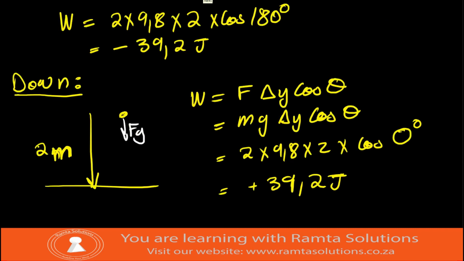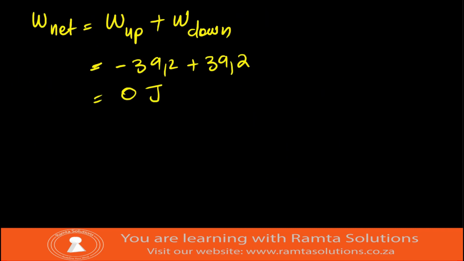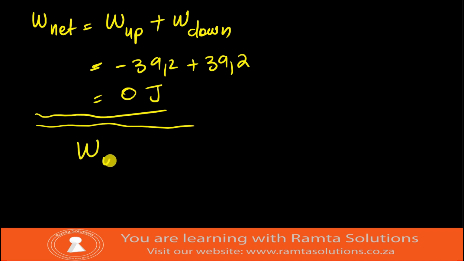What we have seen now is that work done when the object goes down is equal to the opposite of work done when the object goes up. Do you guys agree? Yes, it is. Work done when the object goes down is equal to the negative of work done when the object is going up.